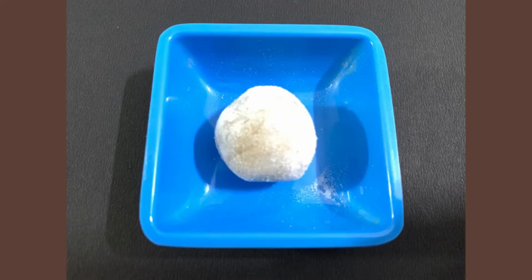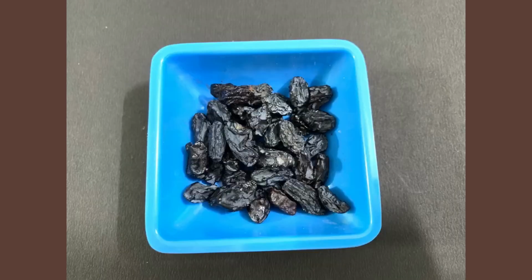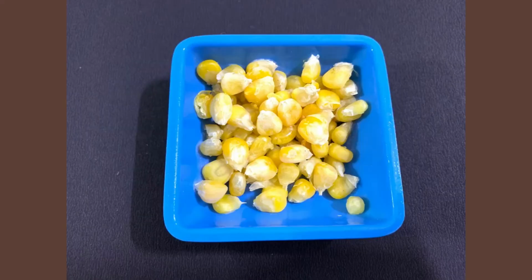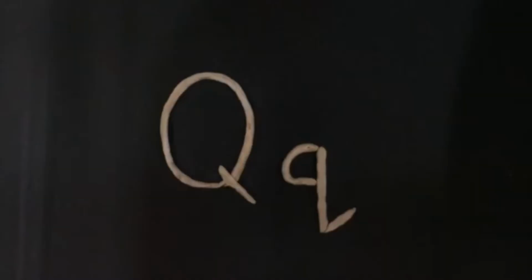Now we will do an activity. In this activity, here I have some dough, matlab gunda hua atta, black raisins, matlab kali kishmish, and some corn kernels, matlab makkai ke dane. I have made this Q with a dough, capital Q and small q, which we will decorate with raisins and corn.